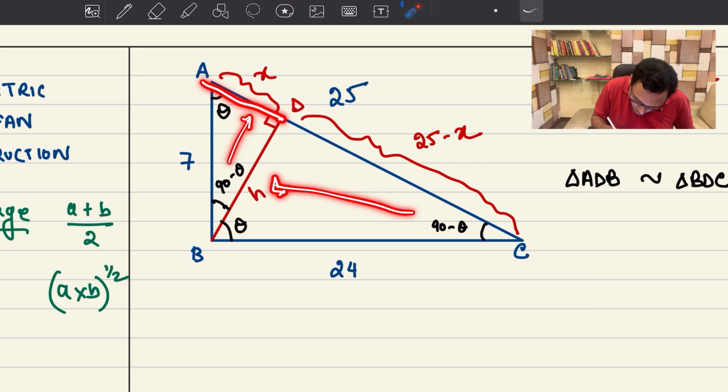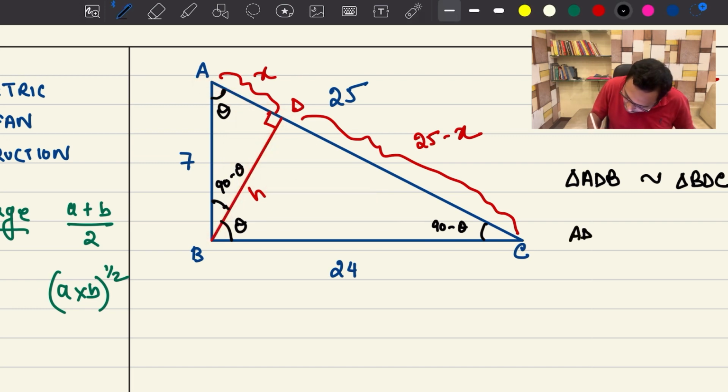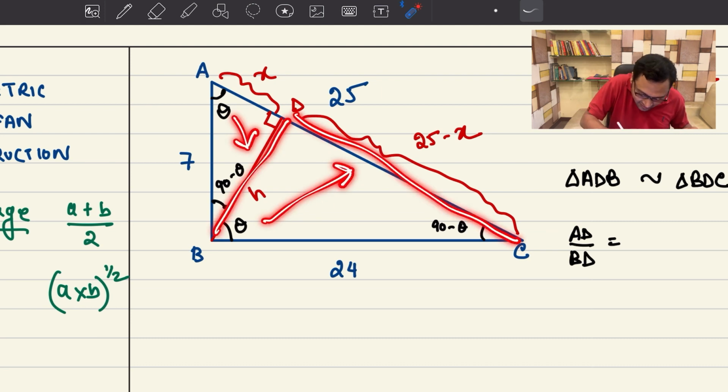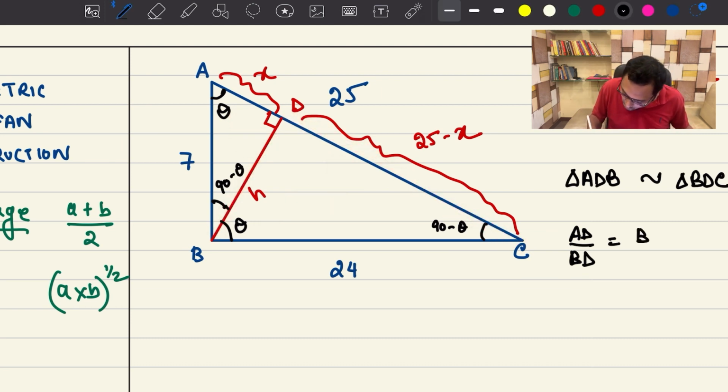We have AD over BD. So AD over BD, that's the ratio of sides opposite to equal angles, in this case, 90 minus theta. That is equal to the sides opposite to theta, which is BD over CD. BD over CD. And that's it.